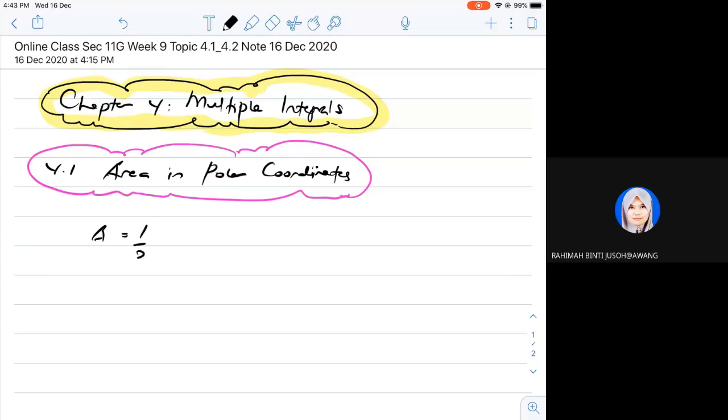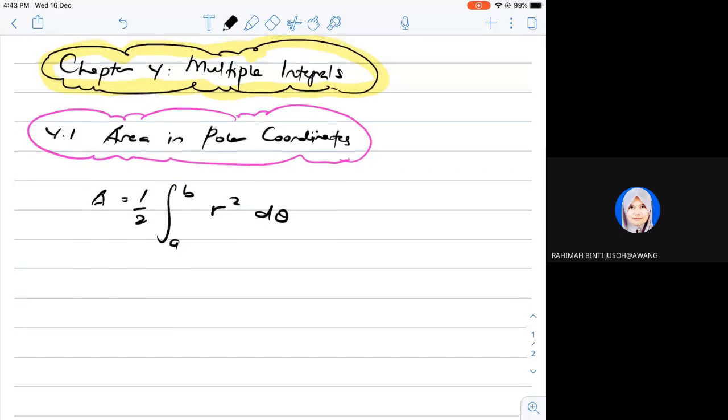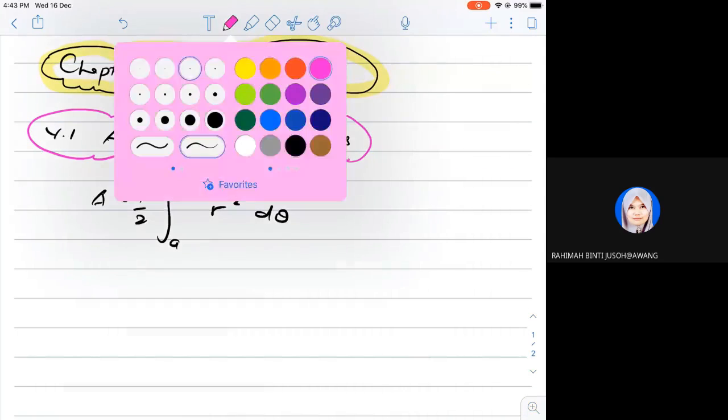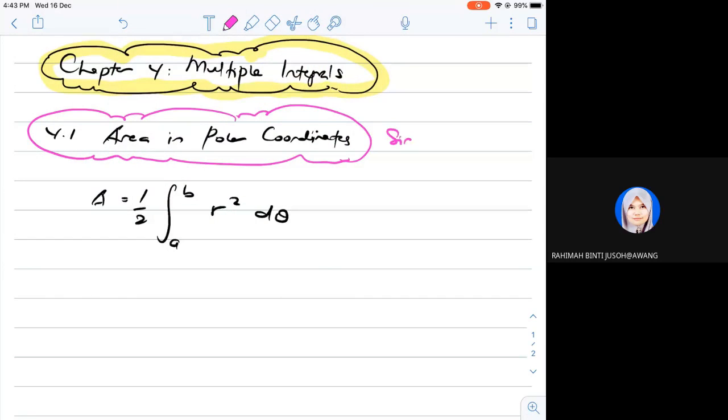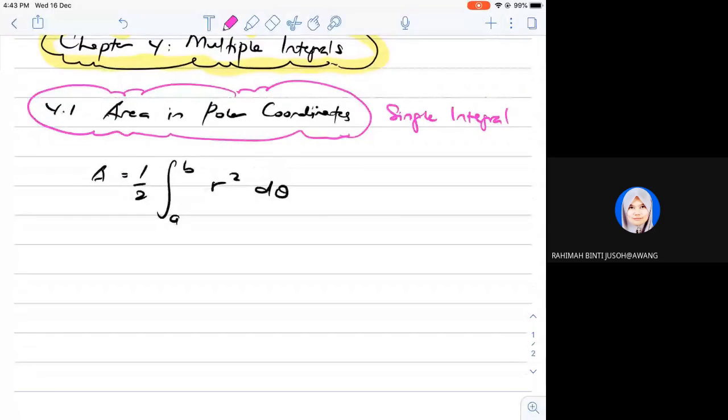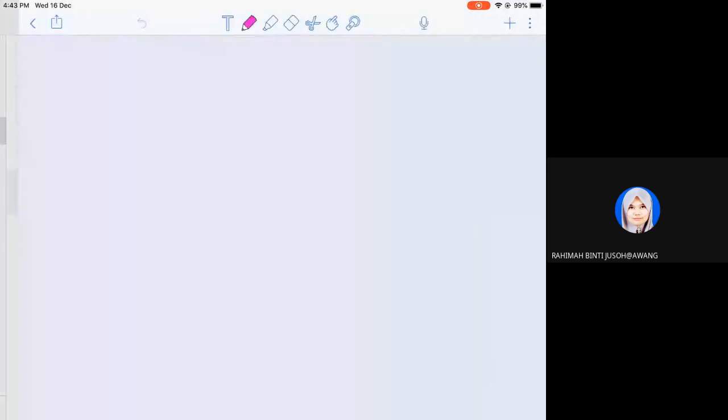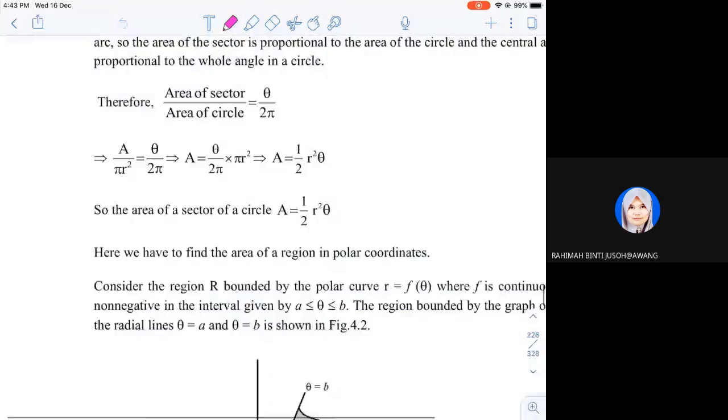Area equals 1/2 integration from A to B r squared d theta. Okay, so this is the formula to calculate area in polar coordinates. So basically, guys, subtopic 4.1 is about single integration in polar. Single integral. Okay, so as usual, let's take a look at the exercises.